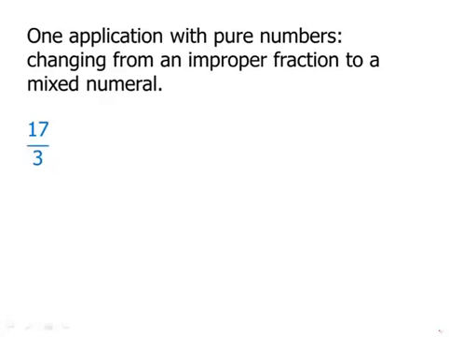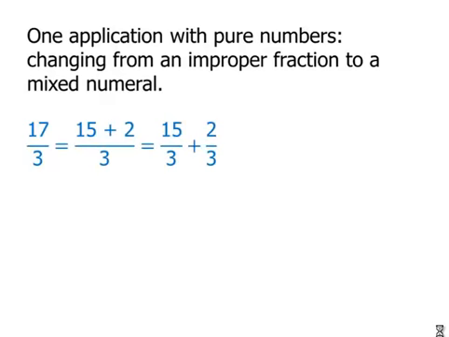as a sum, that 17 as the sum of the largest multiple of 3 less than 17 plus something else. So the largest multiple of 3 less than 17 is 15. So I'm going to write the 17 as 15 plus 2. Separate this into two fractions. The 15 over 3 becomes just ordinary 5. And then 5 plus 2/3, conventionally this is written as 5 2/3, the mixed numeral.